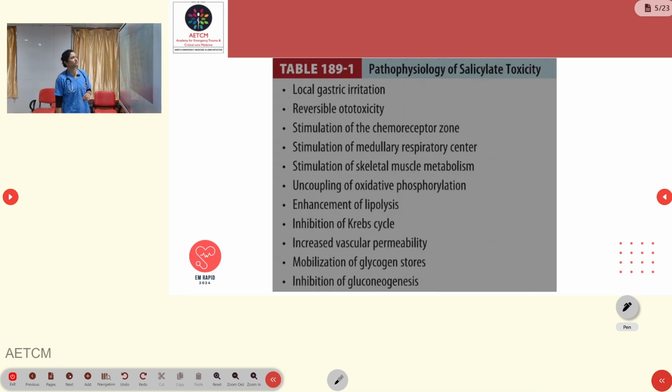Coming to pathophysiology of salicylate toxicity, it can cause local gastric irritation, reversible ototoxicity, stimulation of chemoreceptor zones, stimulation of medullary respiratory centers, stimulation of skeletal muscle metabolism, uncoupling of oxidative phosphorylation, enhancement of lipolysis, inhibition of Krebs cycle, increased vascular permeability, mobilization of glycogen stores, and inhibition of gluconeogenesis. We will come to this.